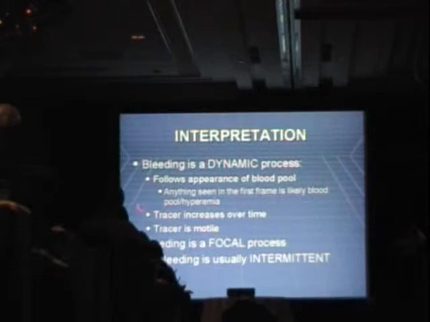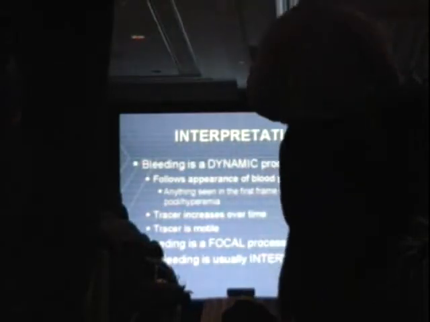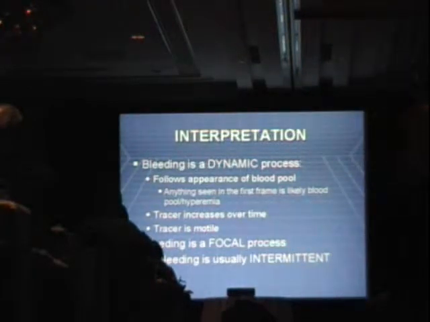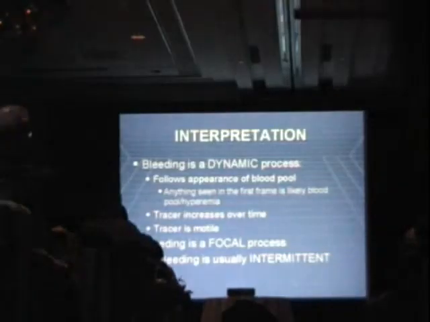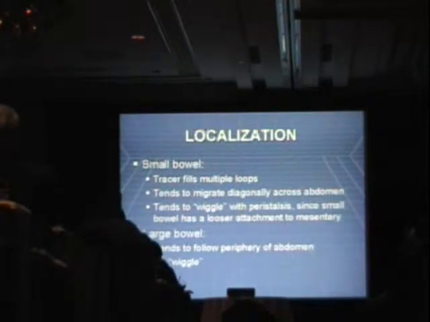Bleeding will increase over time in tracer activity, and it's motile, because once it gets in the bowel, there's peristalsis and it starts to move. It's also a focal process; if it involves whole big segments of the bowel, it's not a bleeding site either. And it's usually intermittent, which means that even if they tell you up on the floor that the patient's hematocrit went down today, with bright red blood in the rectum, the patient comes up to the suite and often will be completely negative. So you may have to repeat the study over time in order to really catch it.